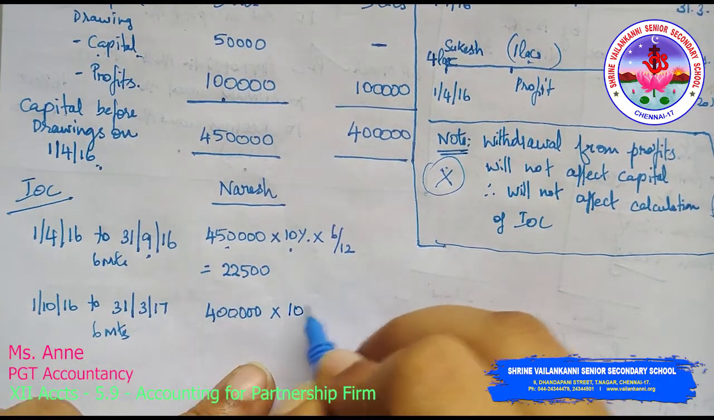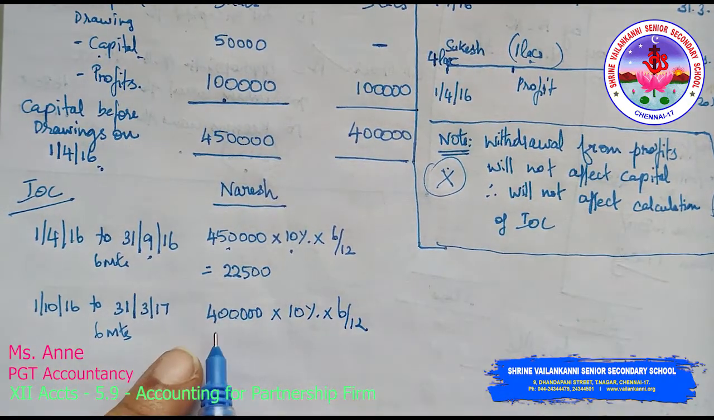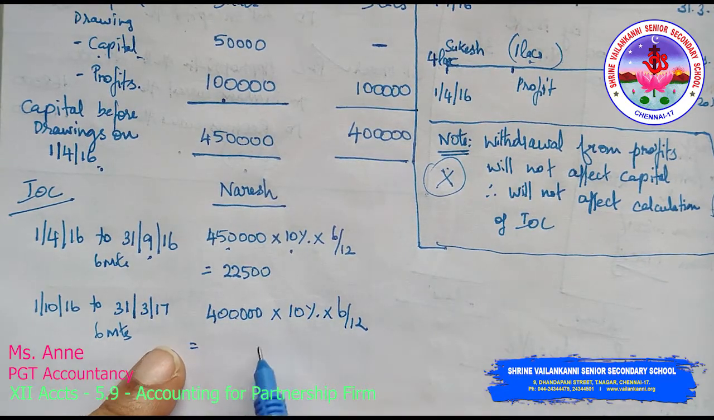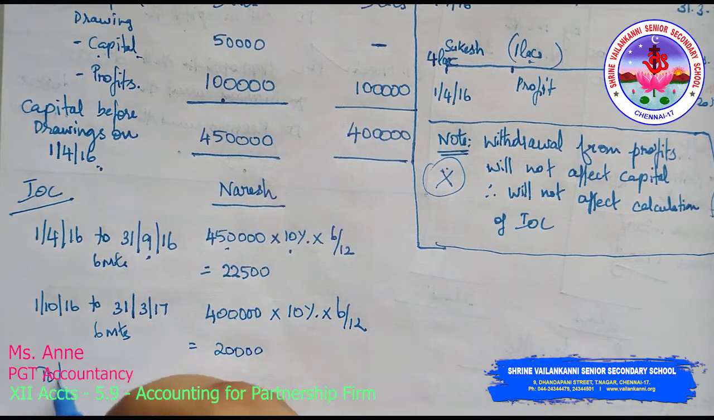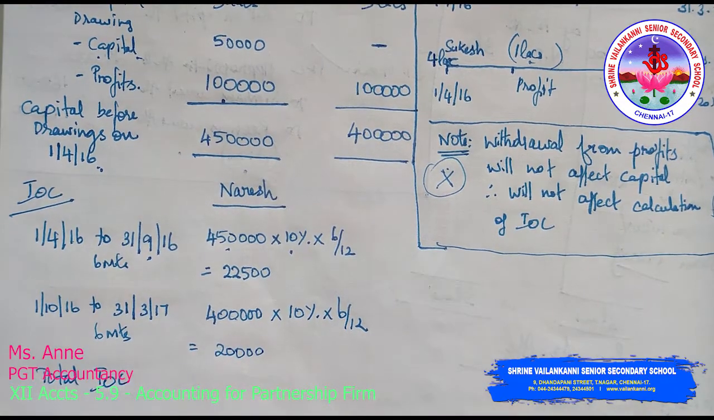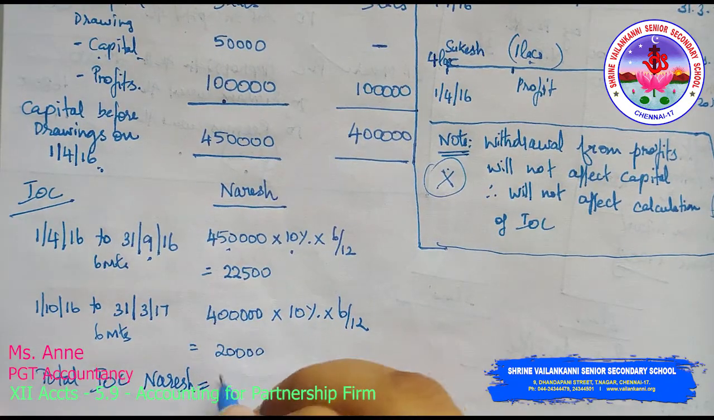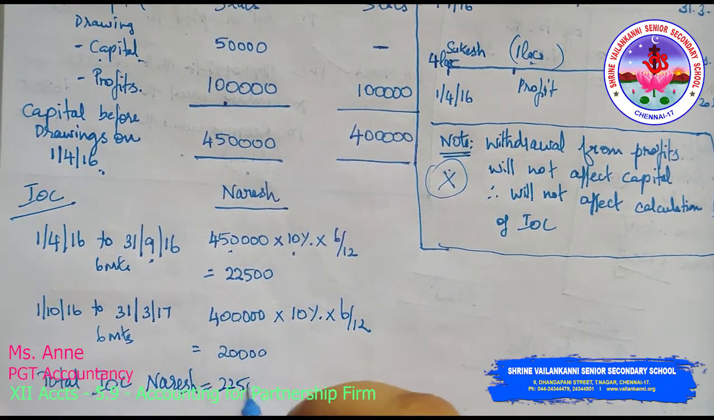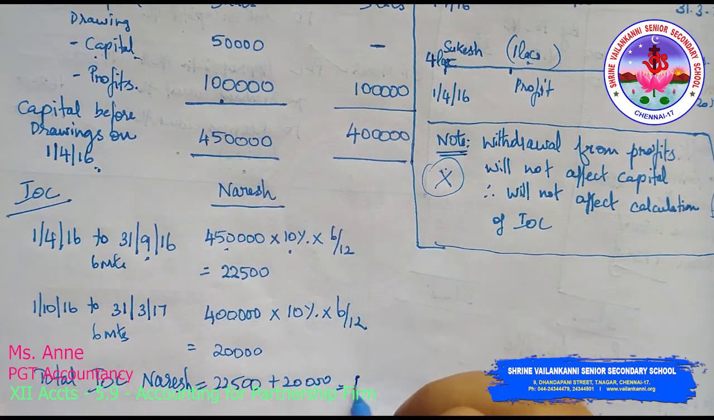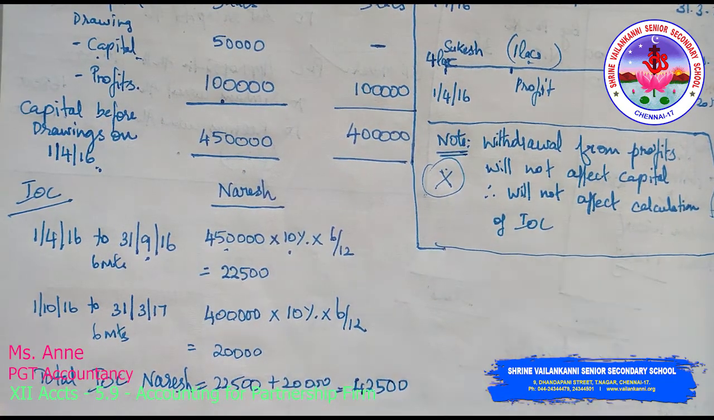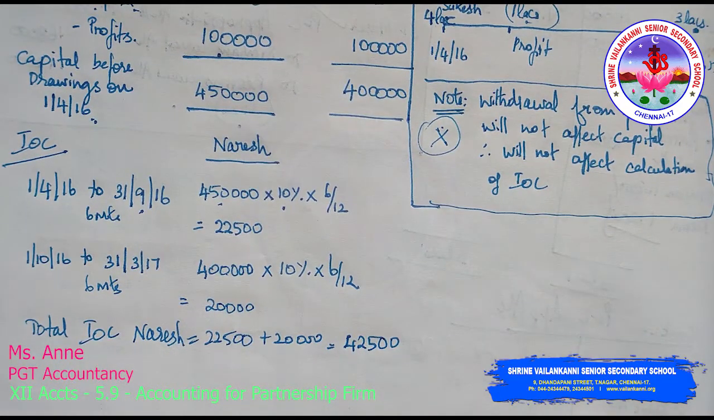So I am just taking it as 10% into 6 divided by 12. So how much is this? 40,000 divided by 2, that is 20,000. So total interest on capital for Naresh is 22,500 plus 20,000, which comes to 42,500. Okay, so this comes to 42,500.